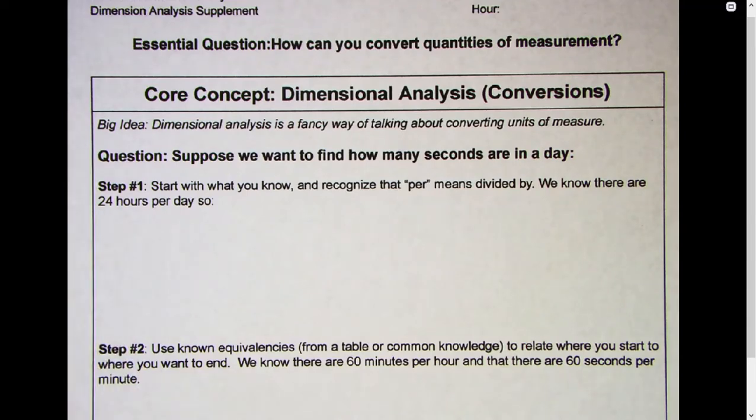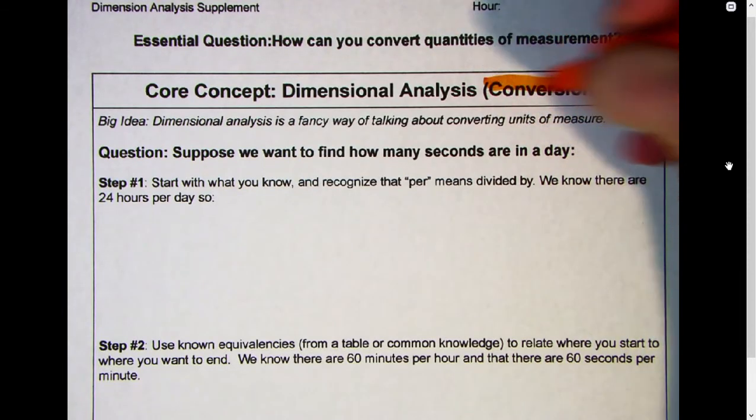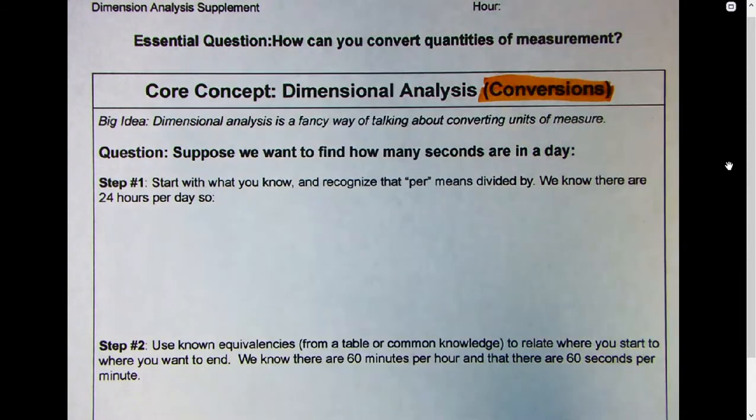Alright, hello everyone. So today we're going to be talking about dimensional analysis. So what is dimensional analysis? Dimensional analysis is just a fancy way of talking about conversions. Conversions are really useful. That could be conversions of currency, like dollars to pounds, or we could be talking about units of measure, like miles to meters, all sorts of good stuff like that.